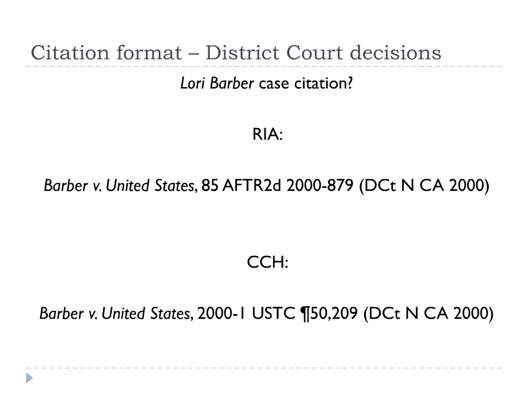How did you do? If you look carefully at the CCH and RIA versions of the citation, you'll note that the only difference relates to the reporter, volume, and page number. That is, the name of the taxpayer and the other party to the case, as well as the court and the year the case was decided, are the same. This shouldn't be surprising. This is, after all, the same Barber case. The difference in the citations reflect where the case was published, not substantive differences in the case.